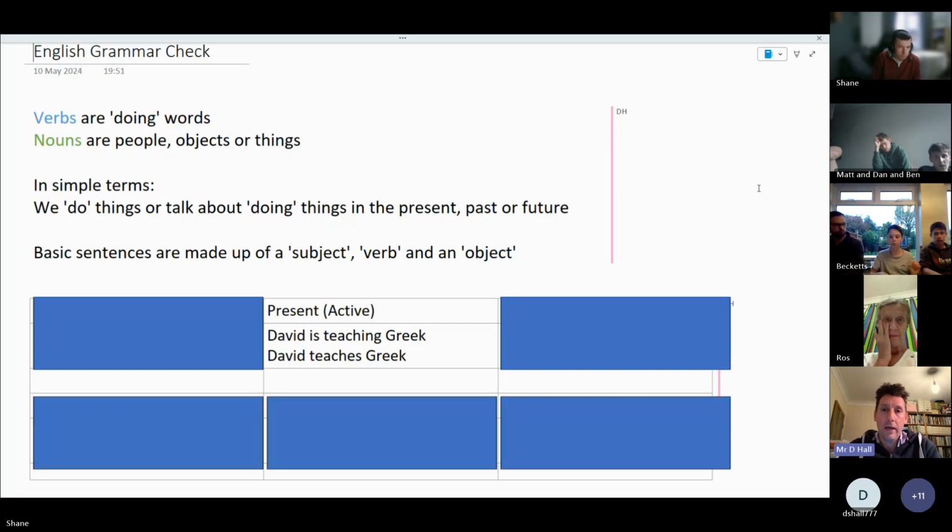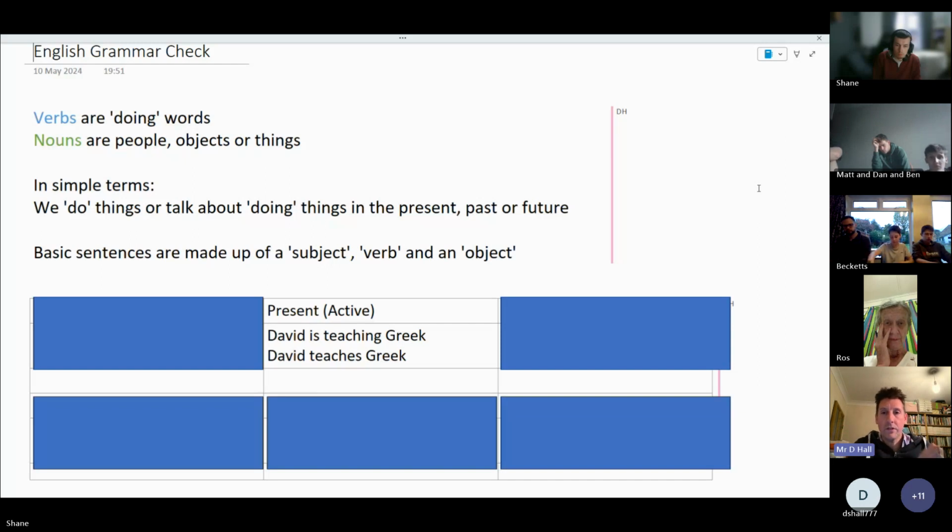And really, just to start with, we want to think about sentences. For a basic sentence, we are going to have a verb, something that's happening. So we need a subject, somebody that's doing the verb. Quite often they are doing something to something else, and that's known as the object. So the subject is who the sentence is about, and the object is what something is happening to.